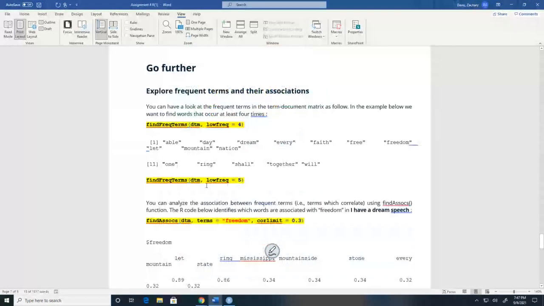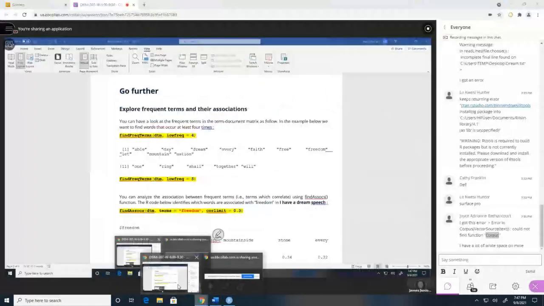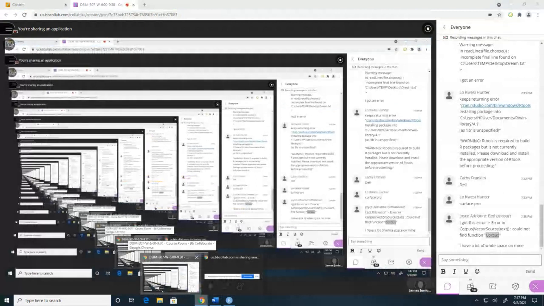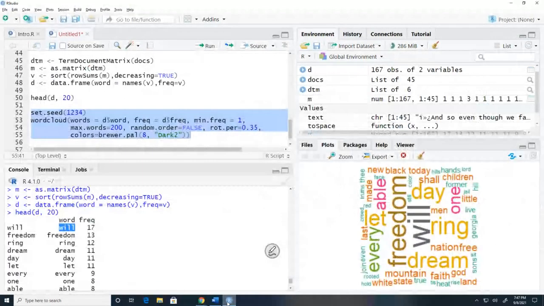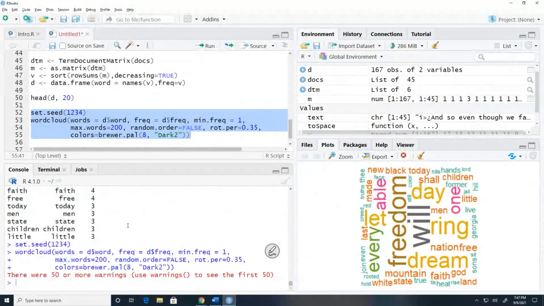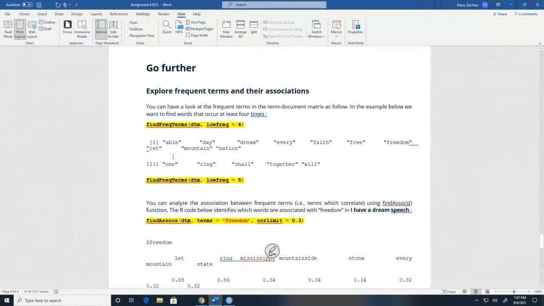Okay, so you can go a little further, and you can find the frequency of the terms and correlations between the terms. Yeah, somebody else said they have a lot of white space too. But as long as you generated a plot or a word cloud.